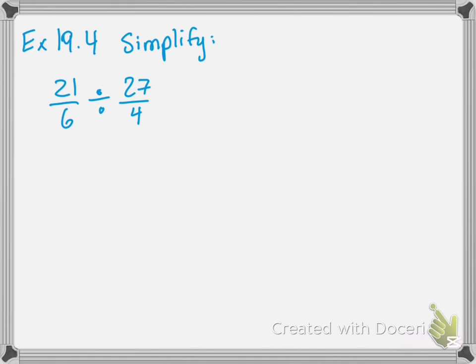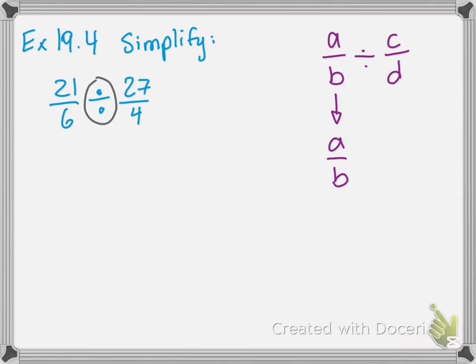Now, in this next example, notice that they're not multiplying. They are dividing. And the division is very simple as well. So I'll do it here on the side. If we are dividing A over B divided by C over D, what you're going to do is keep this one the same. The first one does not change. But then this division sign, you're going to change to a multiplication sign.